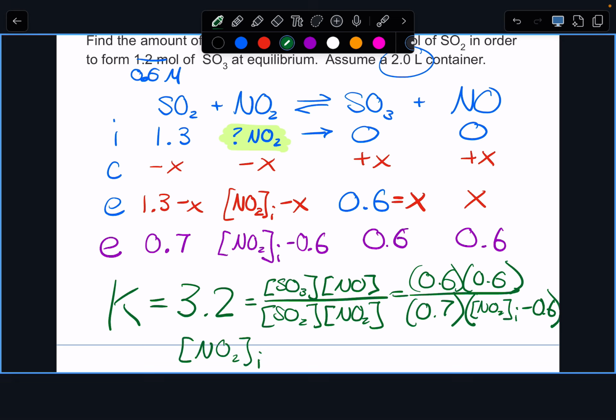Now, I'm not writing out every single little math step here to solve this. I'm doing the 0.6 times 0.6 divided by 0.7, all over 1. So these three numbers, I'm doing that calculation there, and I get like 0.514. And then I'm going to divide that by 3.2 so that I'm just isolating this term on the other side.